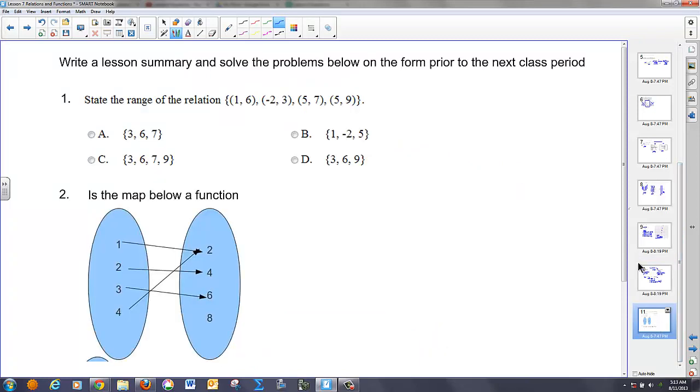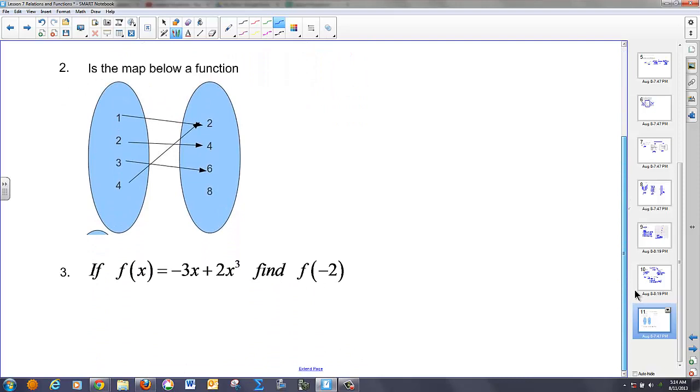That's all we've got. Here are the first two questions, and the third is directly below it. Answer those, fill out the lesson summary, and we'll talk about it more tomorrow.